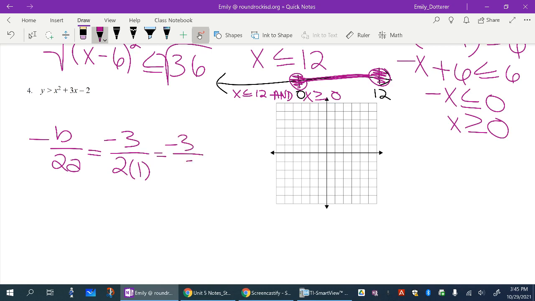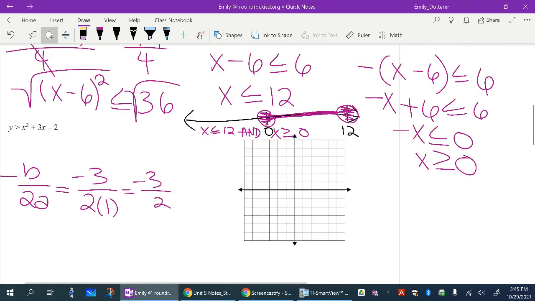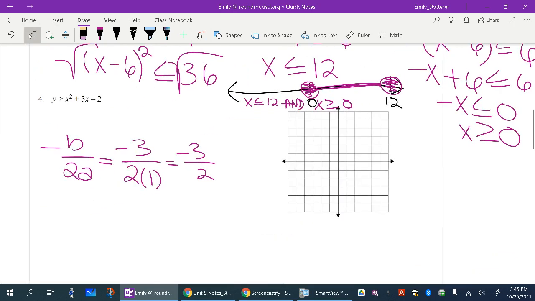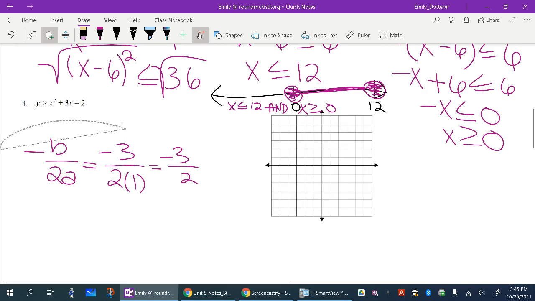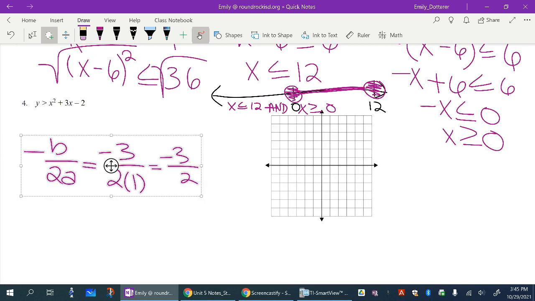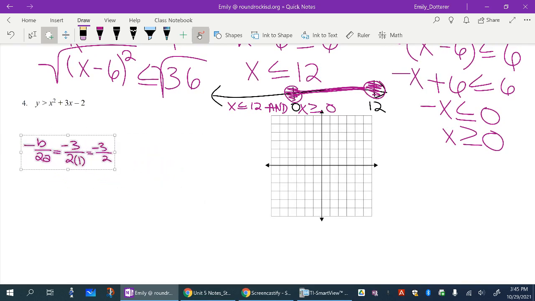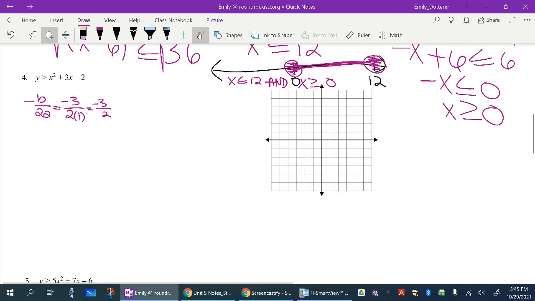I don't know why I'm writing so big. Negative 3/2. There we go, finally. Okay. That's not where that was a second ago.